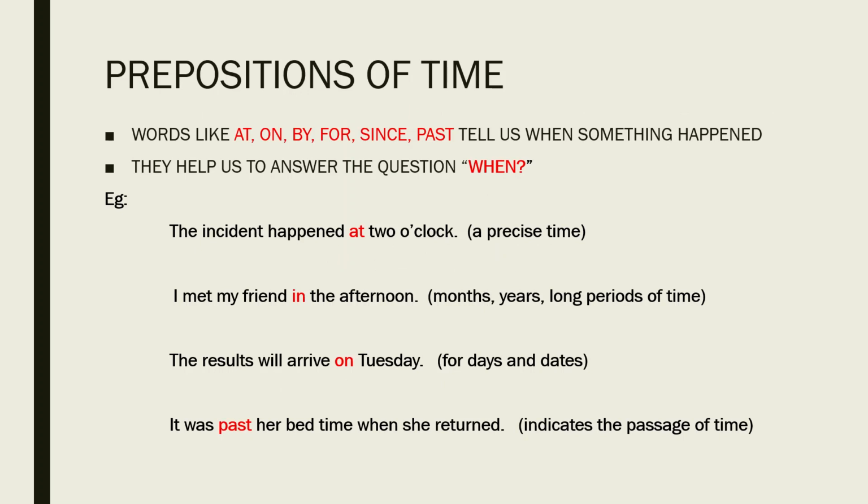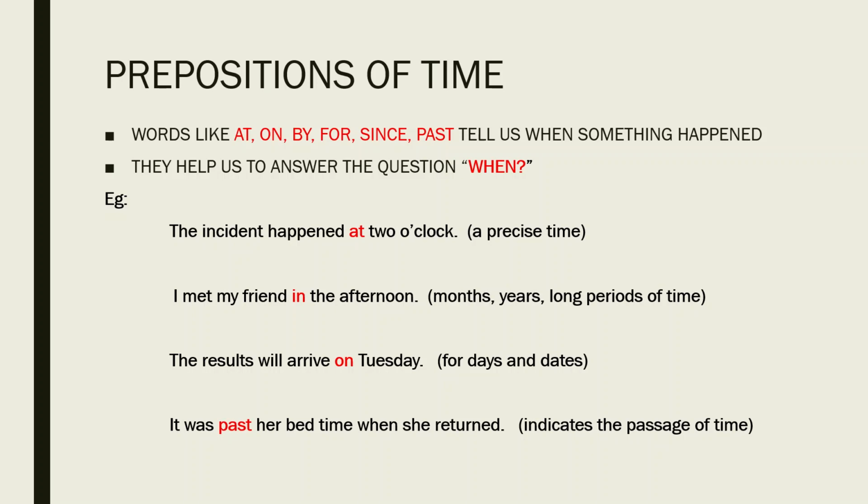So basically, children, prepositions of time are prepositions that allow you to discuss a specific time period, such as a date on a calendar, one of the days of the week, or the actual time something takes place. Words like at, on, by, for, since, past tell us when a specific action took place, when something happened. It answers the question when.